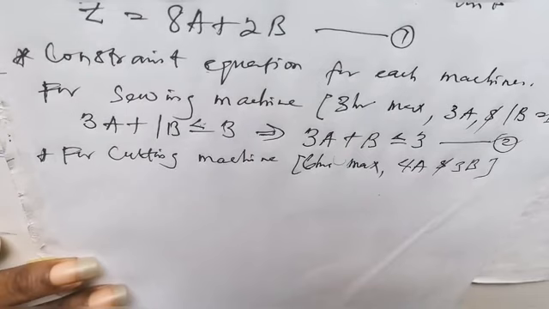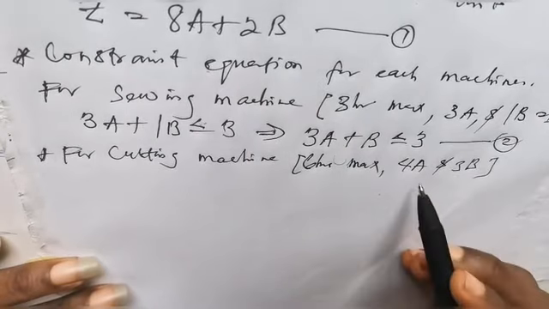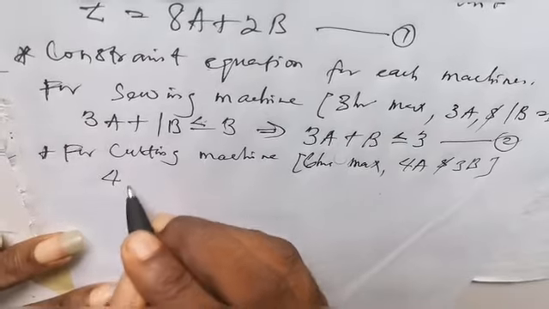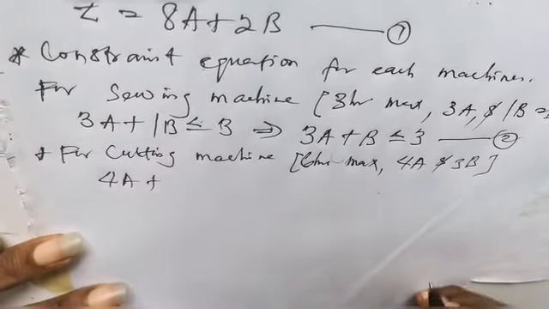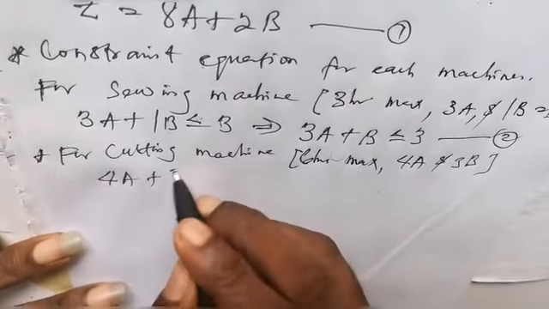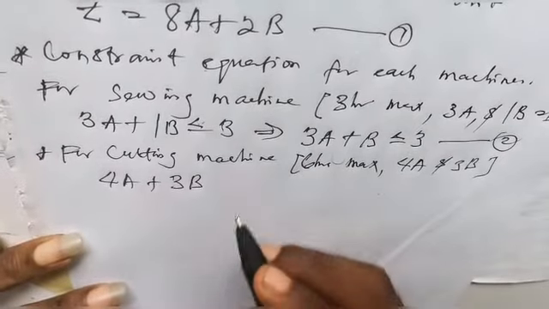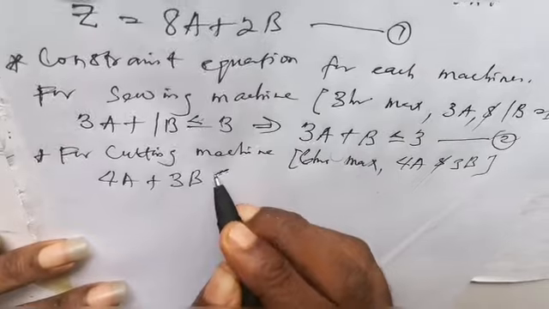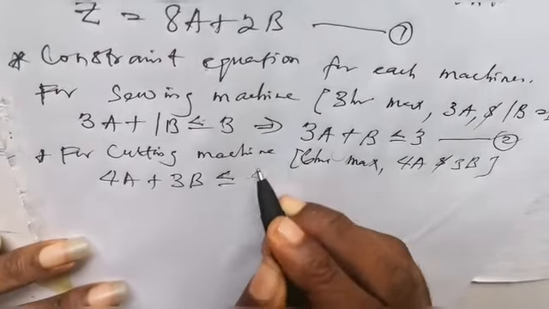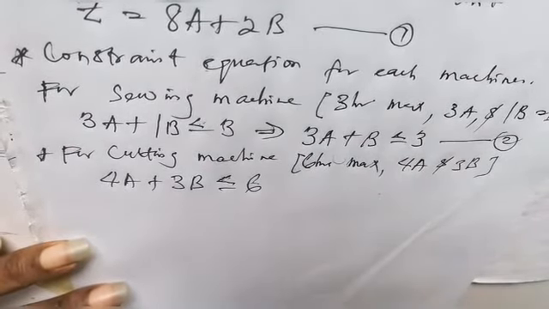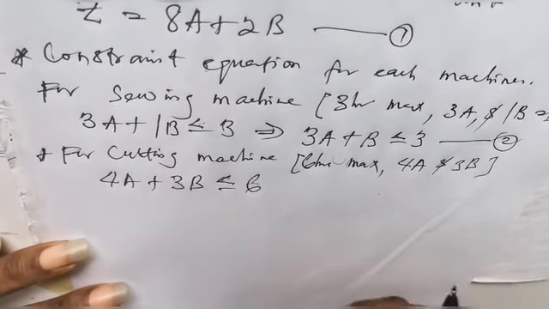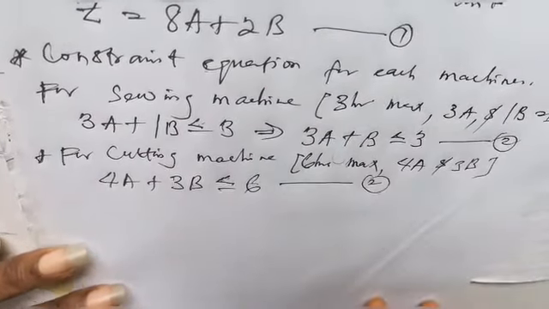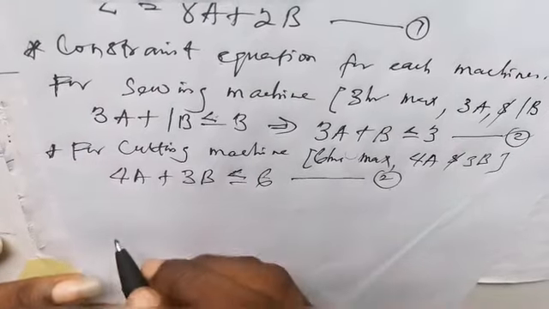Now, individually, the cloth units combine with what? 4 production hours for cloth A. So you have 4A plus 3 production hours for cloth B. You have 3B. And this must not be greater than, so the whole of this will be less than or equal to what? 6 working hours for the cutting machine. So this is the second inequality equation. Call this equation 2.